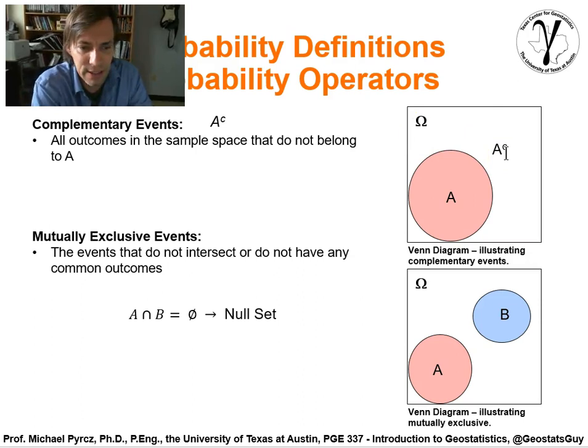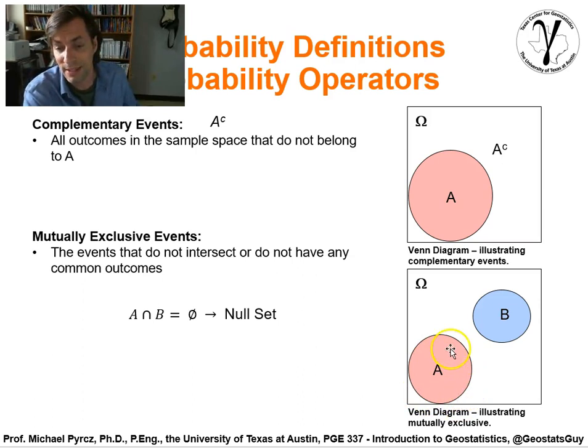Mutually exclusive events. These are events that do not intersect and do not have any common outcomes. And so this is a good illustration like the one we saw before, where we have events A and events B, and they do not overlap with each other. There are no cases of intersection between the two. We denote this as A intersection with B is equal to the null set, indicated here. In other words, there are no samples which belong to both A and B at the same time.